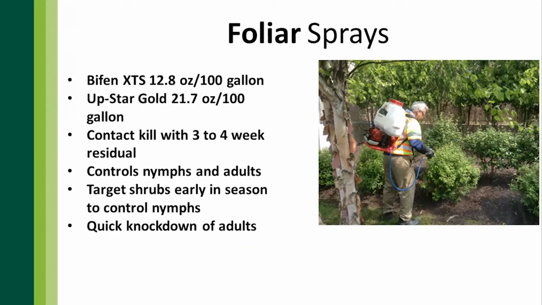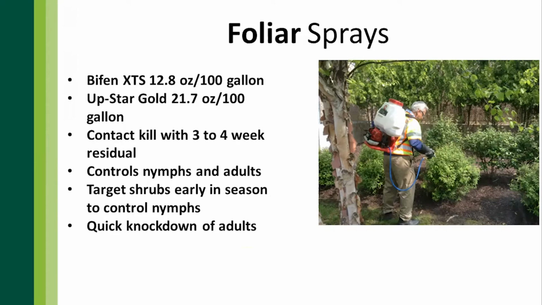So there are 2 bifenthrins that we would recommend. There's Bifen XTS, which has a higher active ingredient percentage. You'd mix it at a 12.8 ounce rate per 100 gallons, or Upstart Gold at 21.7 ounces per 100 gallons. And what's important to note is that these are contact insecticides, and they'll have about a 3 to 4 week residual.